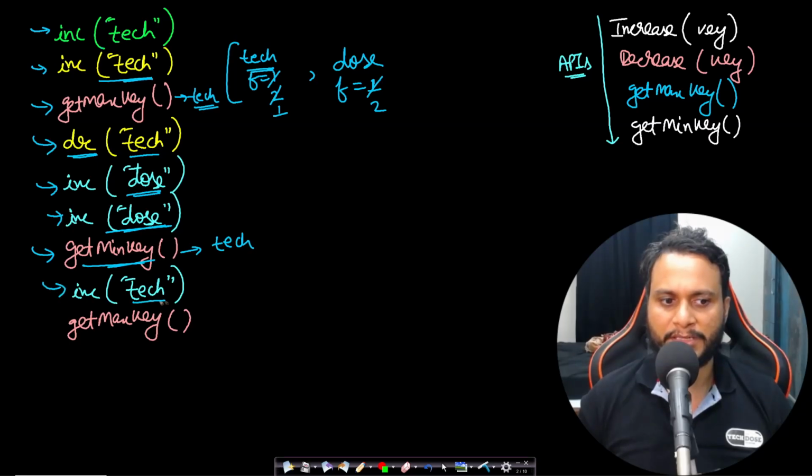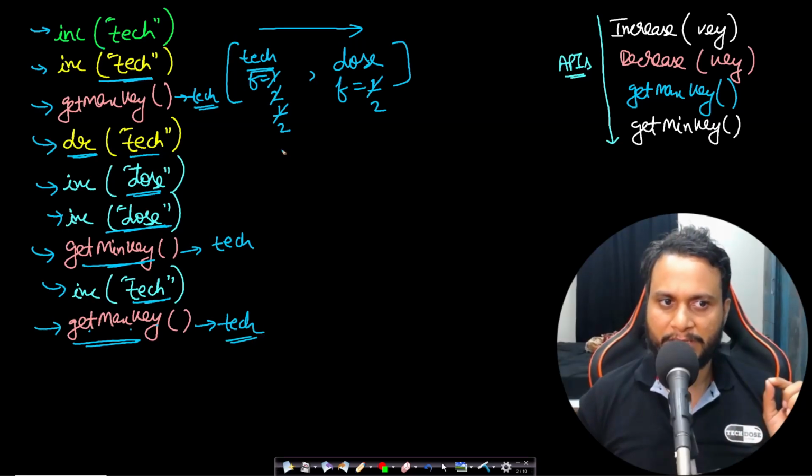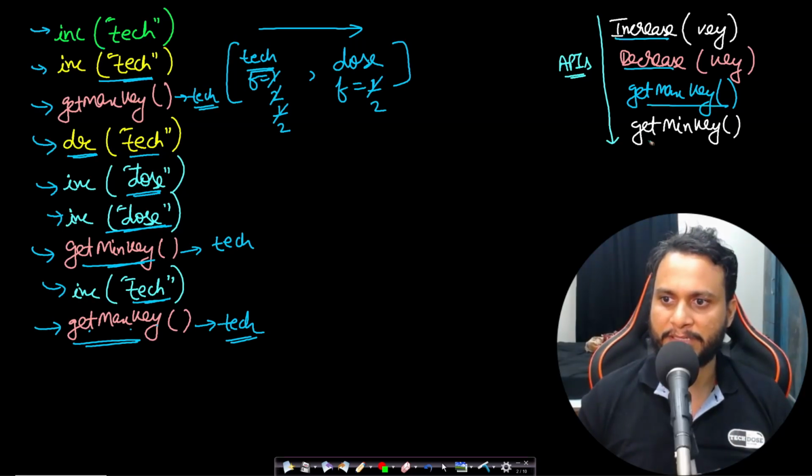Now when increase key is coming on tech, the frequency of tech should increase and become 2, and then the next time when we have to get the maximum key, I will iterate and find out which one has the maximum. So both of them have the maximum, so we can return any one of them. Let's say I return tech as well. Fine. So this is the expectation of the entire problem, and we need to implement all these 4 APIs, increase, decrease, get max and get min key, in order of 1. That means order of 1 average time, which is called theta of 1, right?